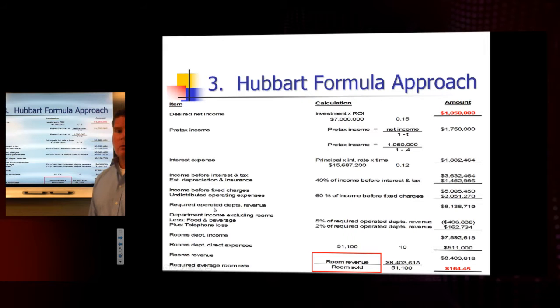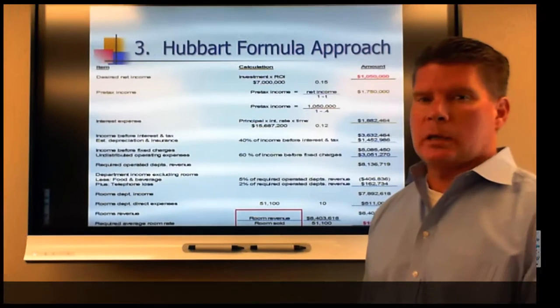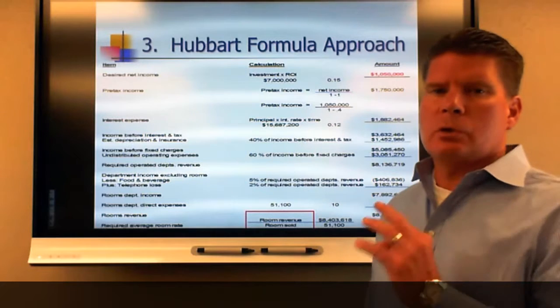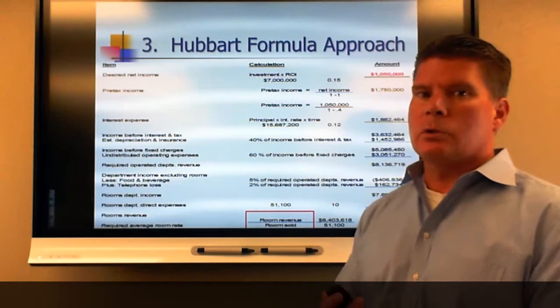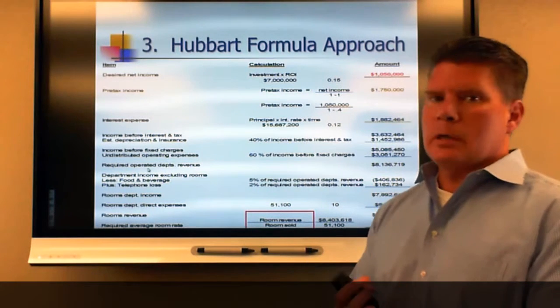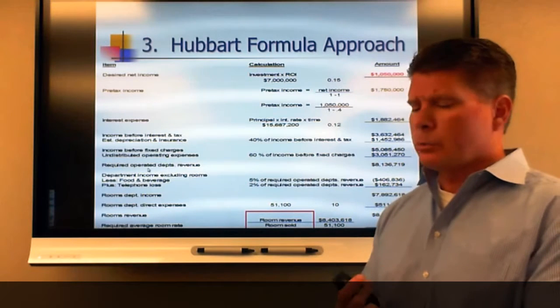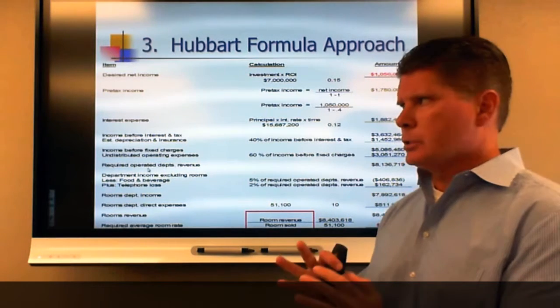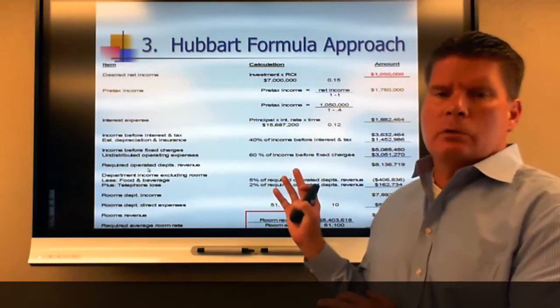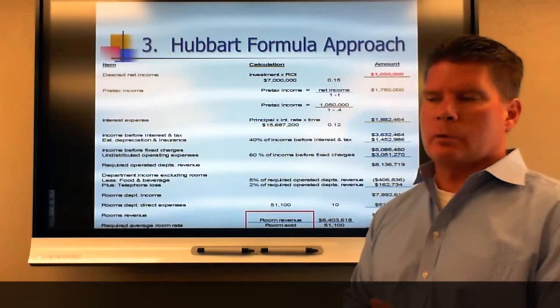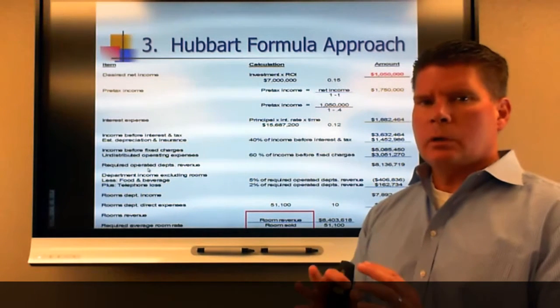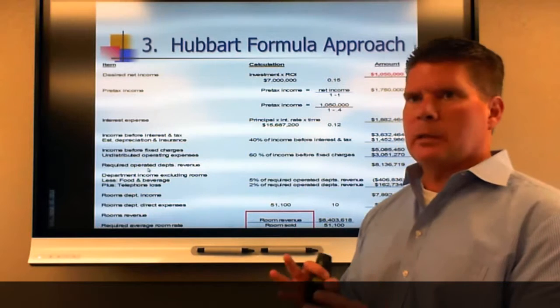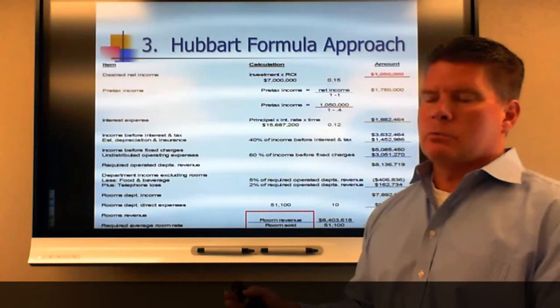The main thing to remember with establishing any of the room rates is that you should use a combination of all three of these. You should look at the local market. You should then look at the rule of thumb to make sure that you're in the same general area, and then do the detailed calculations of the Hubbard formula. As long as all three of those are, generally speaking, in the same area, then that's a good rate to charge.